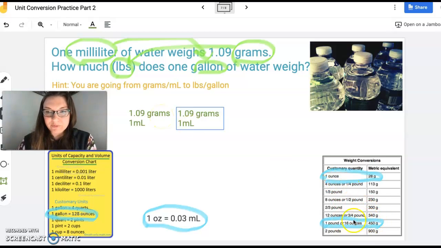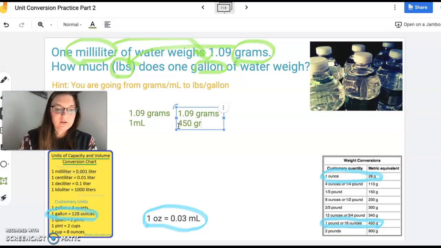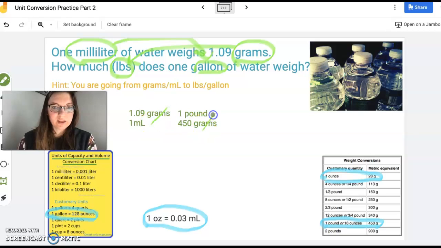So actually, with this conversion right here, we can go straight there. There's 450 grams per pound. So 450 grams per 1 pound. Okay, so that takes care of grams. And we're going to go from milliliters to gallons.